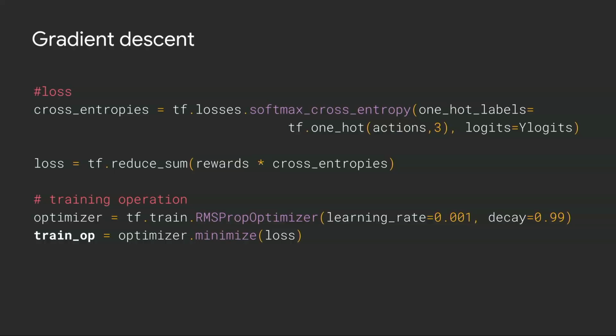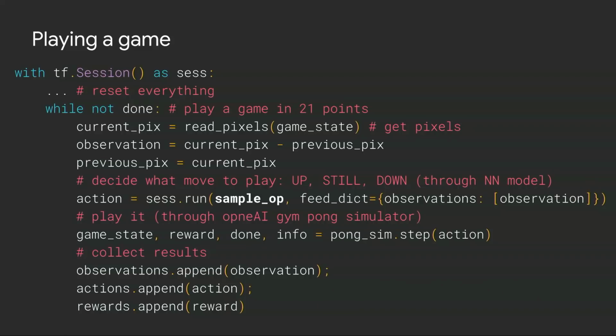TensorFlow can take over. We pick one of the optimizers in the library and simply ask this optimizer to minimize our loss function, which gives us a training operation. And when we will, on the next slide, run this training operation, feeding in all the data we collected during gameplay, that is where the gradient will be computed, and that's the operation, when run, that will modify the weights and biases in our policy network. So let's play this game.